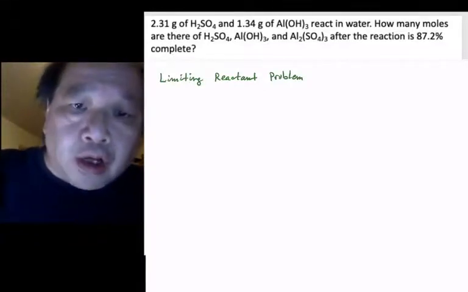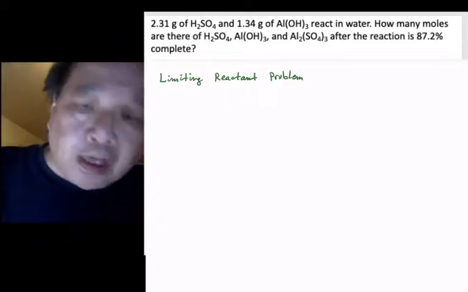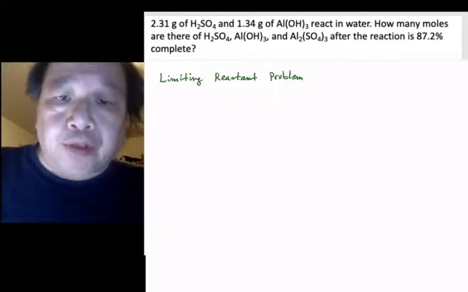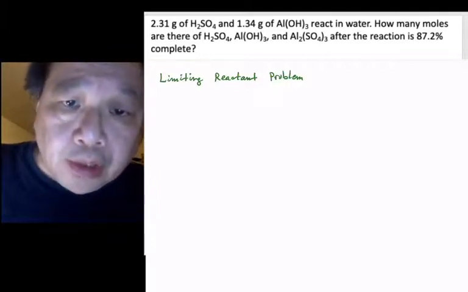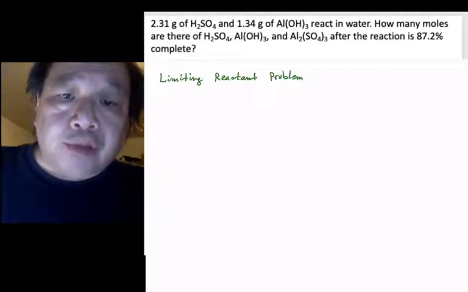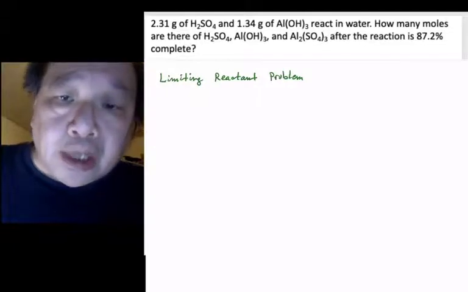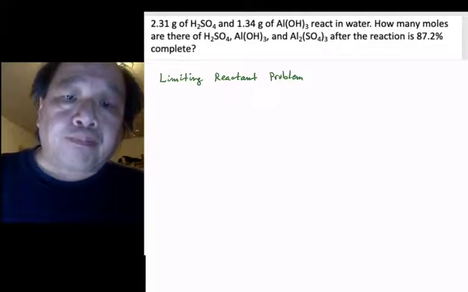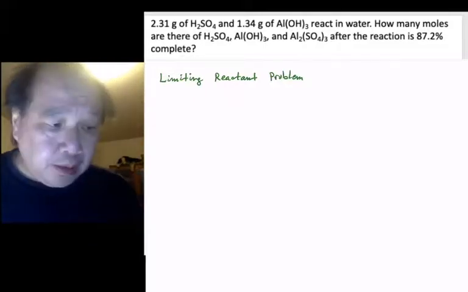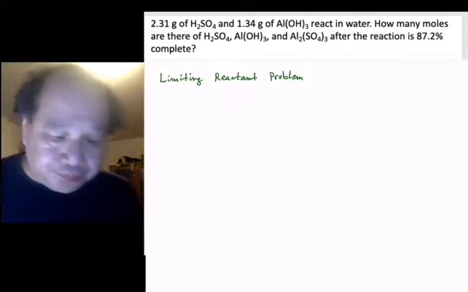2.31 grams of H2SO4. It's the same reaction we had before. And 1.34 grams of Al(OH)3 react in water. How many moles of H2SO4, Al(OH)3, and Al2(SO4)3 are there after the reaction is 87.2% complete? And that's the problem I'm about to do.